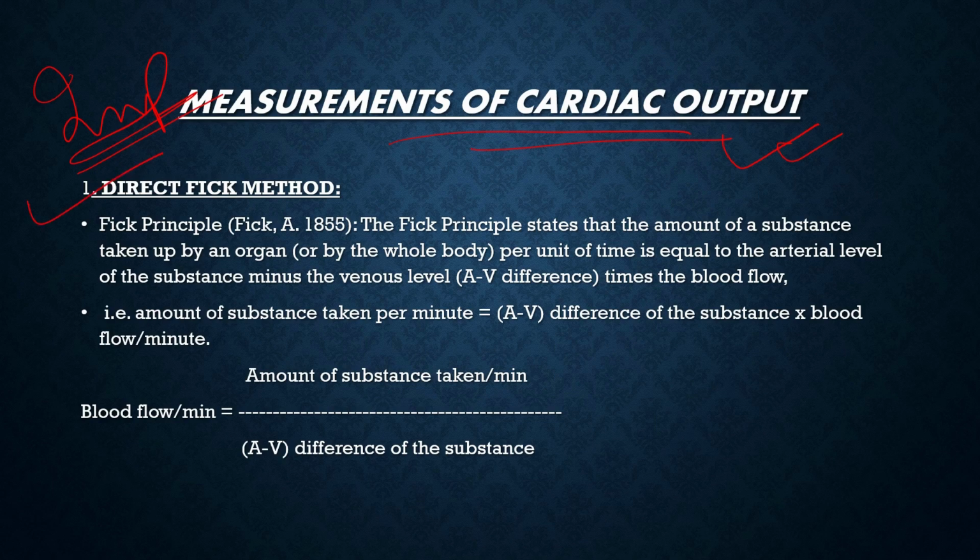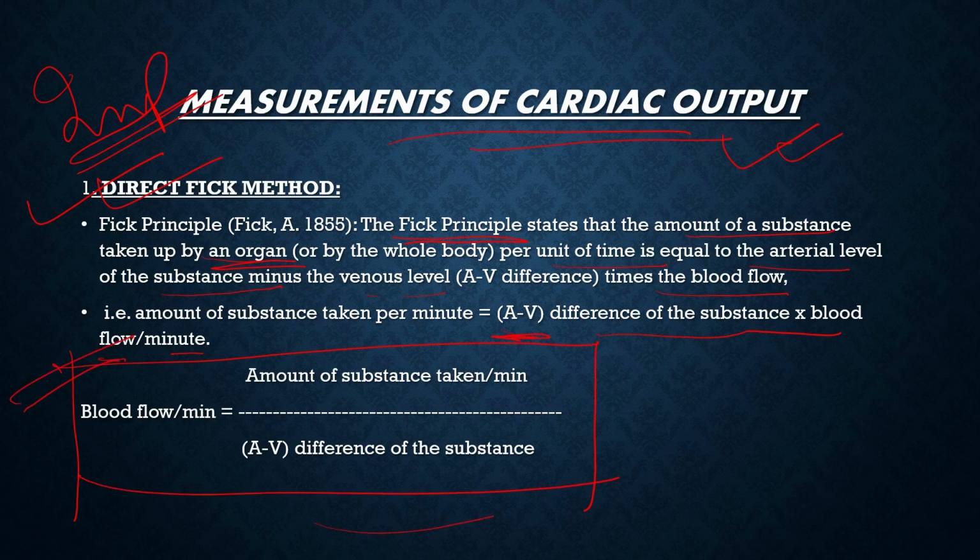Firstly, we come to the direct Fick method. What is the direct Fick method? The Fick principle states that the amount of substance taken up by an organ per unit of time is equal to the arterial level of the substance minus the venous level times the blood flow. That is, the amount of substance taken per minute is equal to A minus V, meaning the arterial minus venous difference of the substance, into the blood flow per minute. You can see the formula here. Blood flow is equal to the amount of substance taken per minute divided by the difference between the arterial and venous levels. Clear?